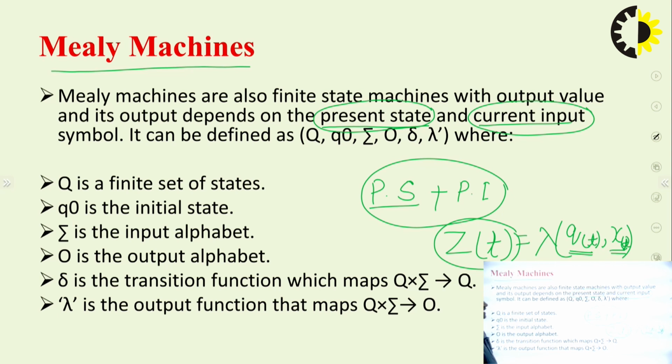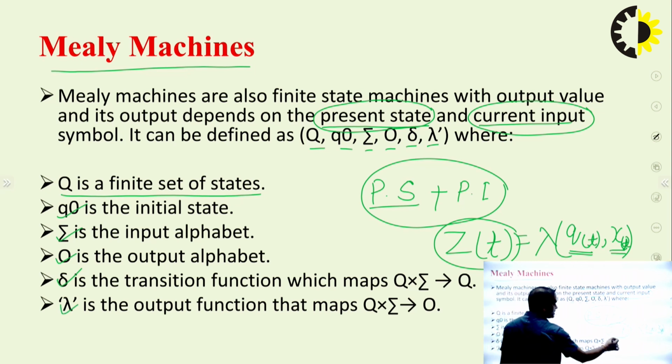It can be defined as Q, q naught, sigma, O, delta and lambda, same as Mealy machine. Here Q is a finite set of states. It is same as in case of Mealy machine. Q naught is the initial state, sigma is the set of input alphabet, O is the output alphabet, delta is the transition function and lambda is the output function.